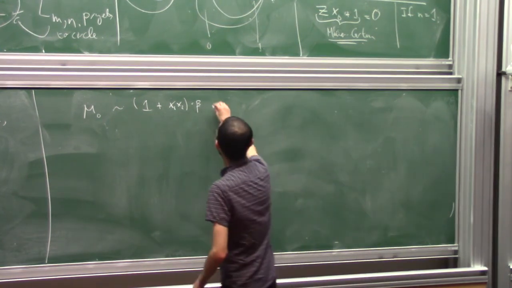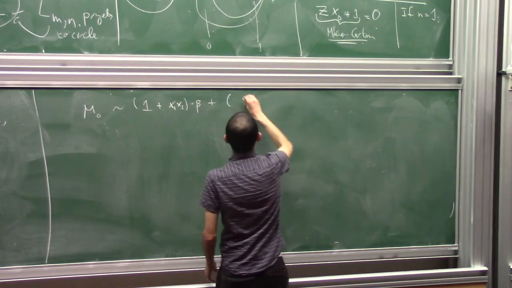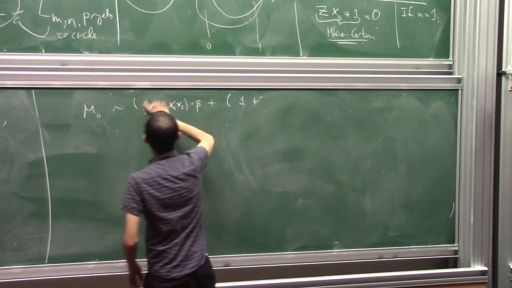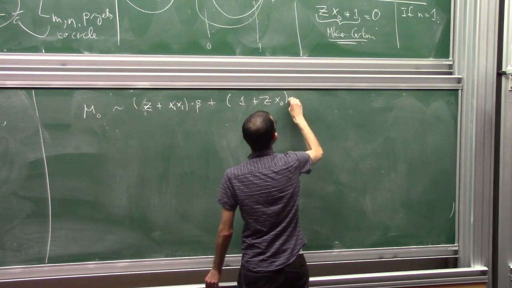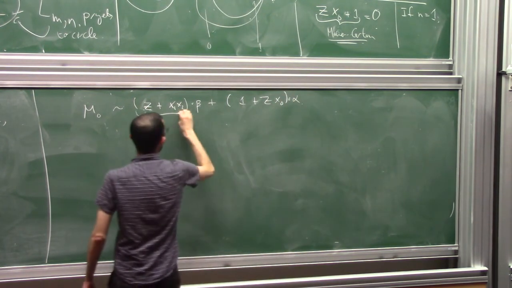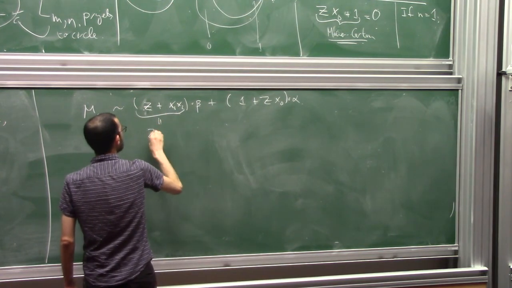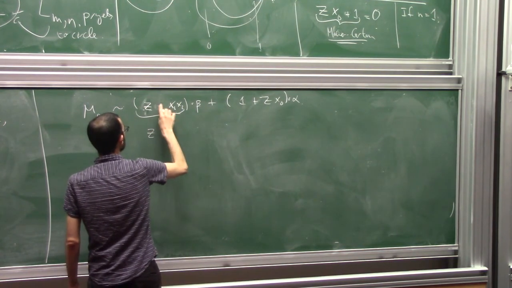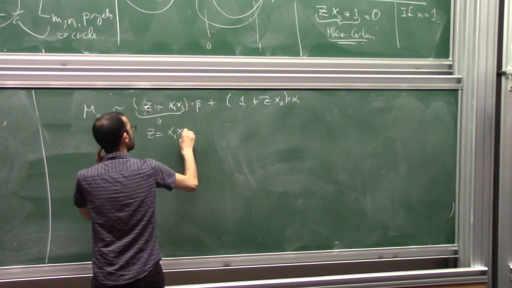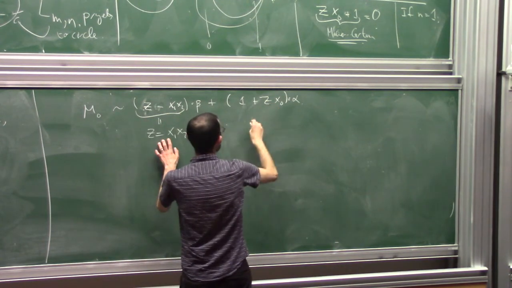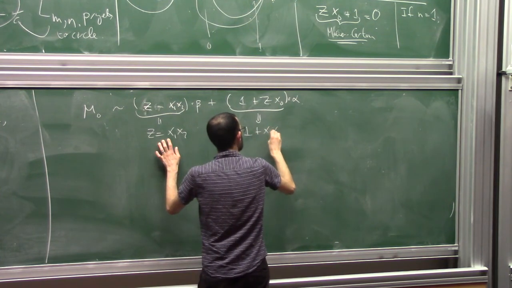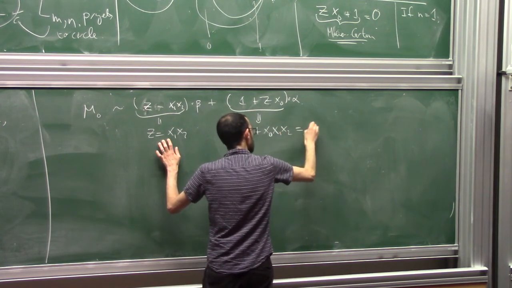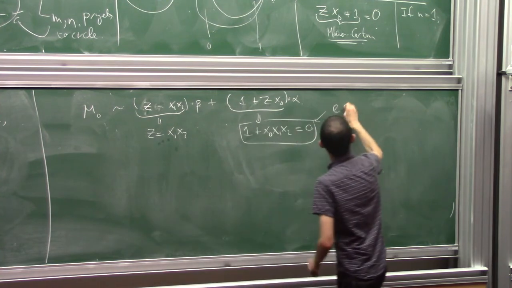Good. This is nice. And then there's still that guy over there. 1 plus z, there it is. 1 plus z times x0 times r. So if this is to vanish, then I need these to be equal. And then once I do that, this equation becomes 1 plus x1, x0, x1, x2 equals 0, which is the equation.